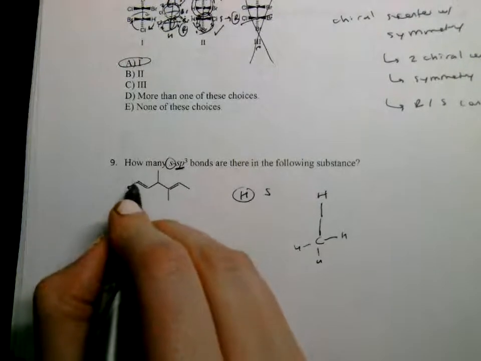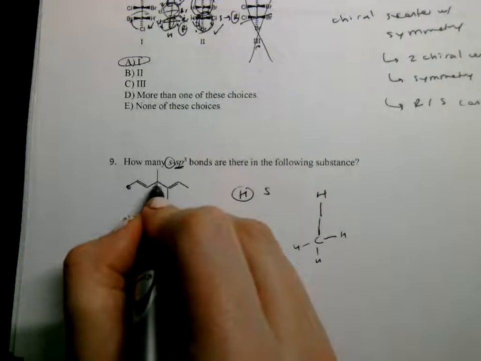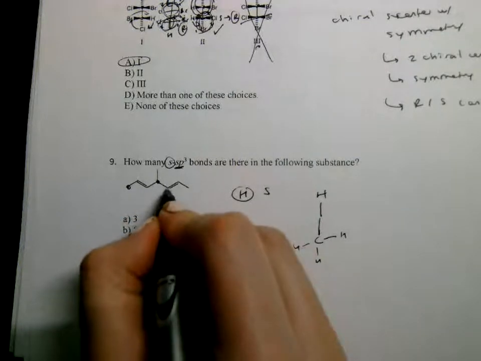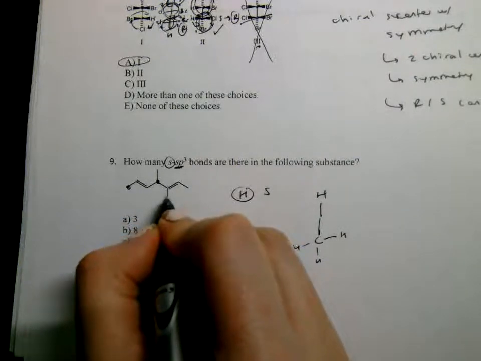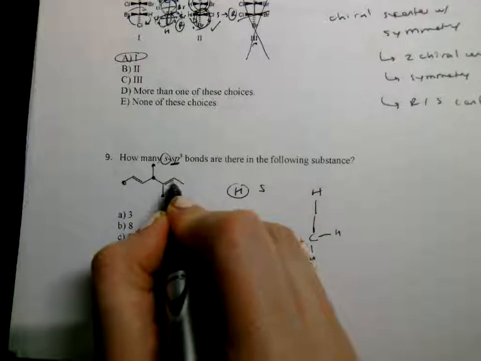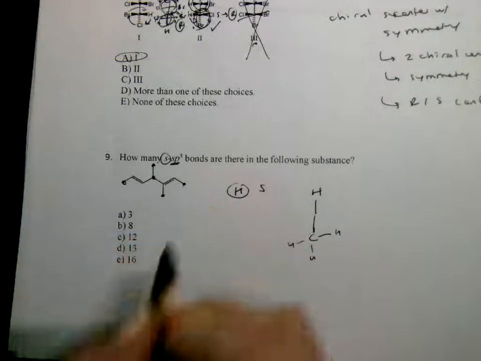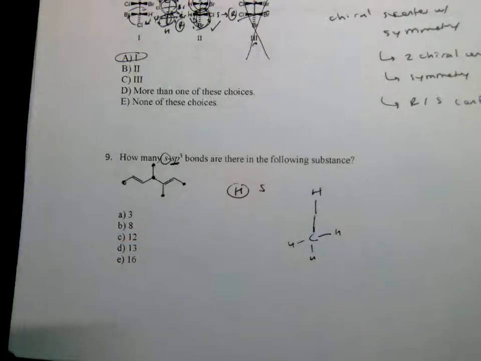sp3, this is sp2. There's 1, 2, 3 sigma bonds. 1, 2, 3 sigma bonds. sp3, this should be sp2. 1, 2, 3 sigma bonds. This is sp3. This is sp3. This is sp2. 1, 2, 3 sigma bonds. Okay, and if you need a review on how to quickly calculate hybridization of different atoms, I actually have one of those on TikTok. I'll link it down in the description below.